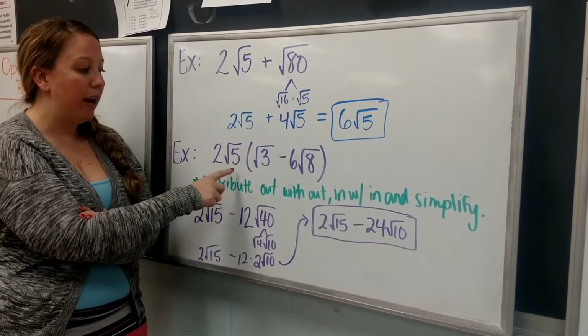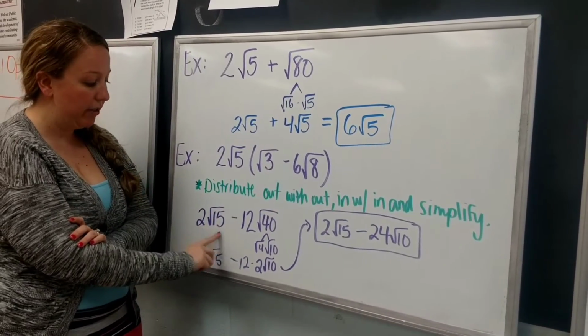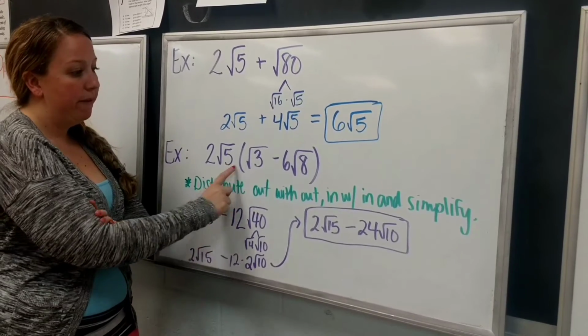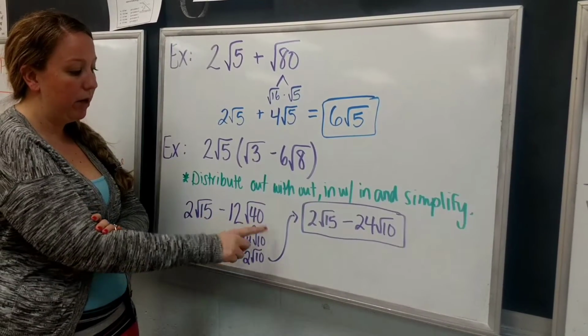And then multiply under the radical. 5 times 3 is 15. So I get 2 radical 15 here. And then 2 times 6 is 12. 5 times 8 is 40, so I get minus 12 radical 40.